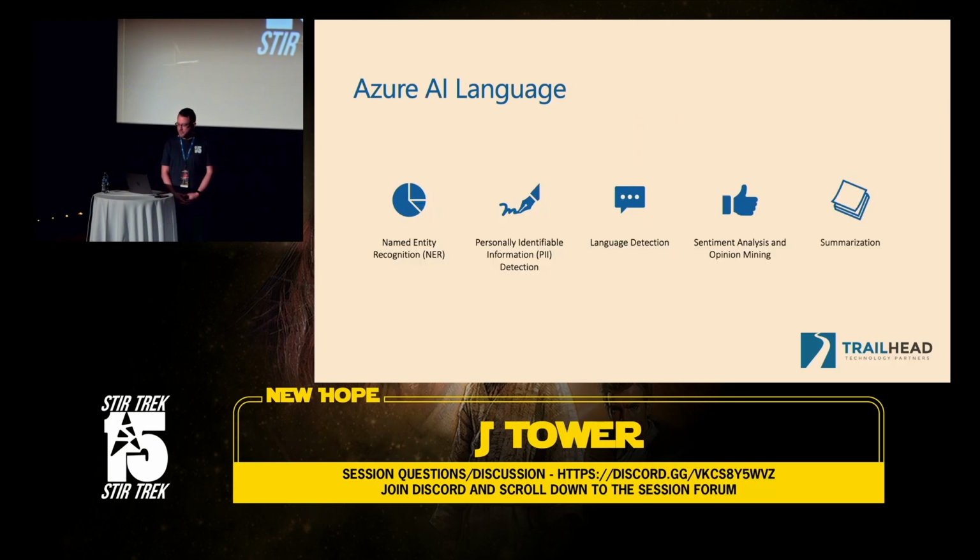So what can this do? Well, it can do a bunch of different things. It can do named entity recognition. What does that mean? It means you can give it a sentence and it can say that is a poem, or that word is a noun, or that word is an adjective. So it can basically classify things. It can also look for personally identifiable information.